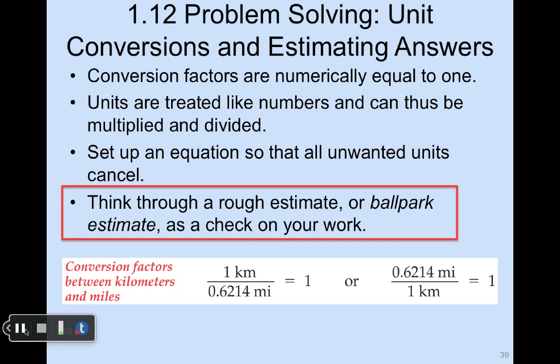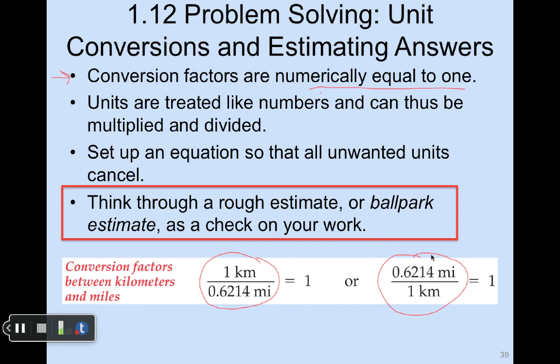Conversion factors, when we are doing this type of problem, you have to realize that these are always equal to 1. One thing is equal to another. So looking at the example at the bottom of the screen, if you remember the definitions, 1 kilometer is equal to 0.6214 miles. That is a ratio that equals 1. Or you can express it another way, 0.6214 miles equals 1 kilometer, by putting the ratio with the 0.6214 on top. Either way, the ratio equals 1.